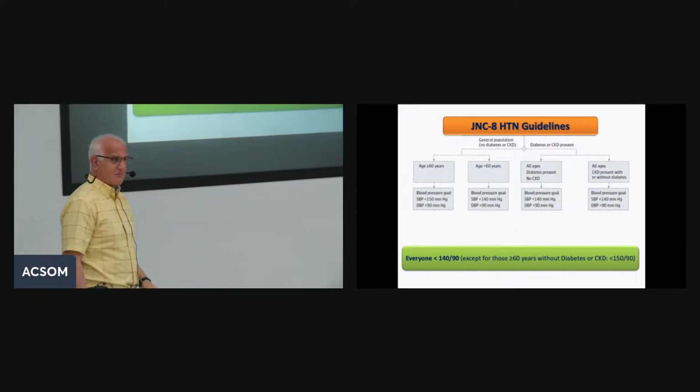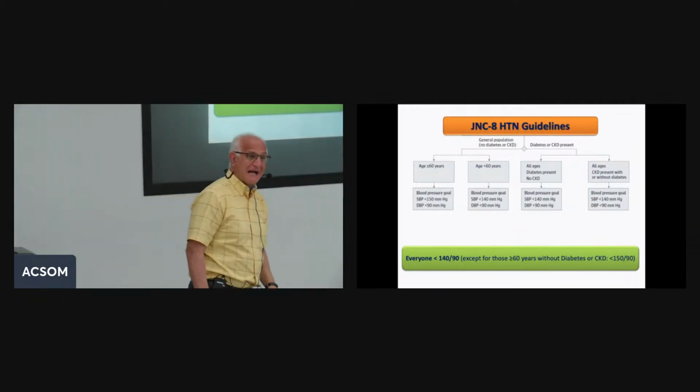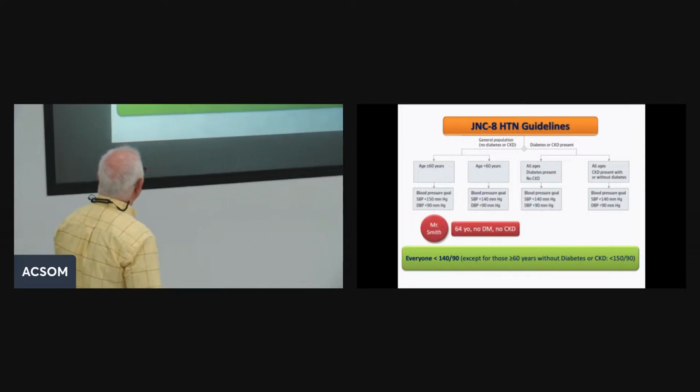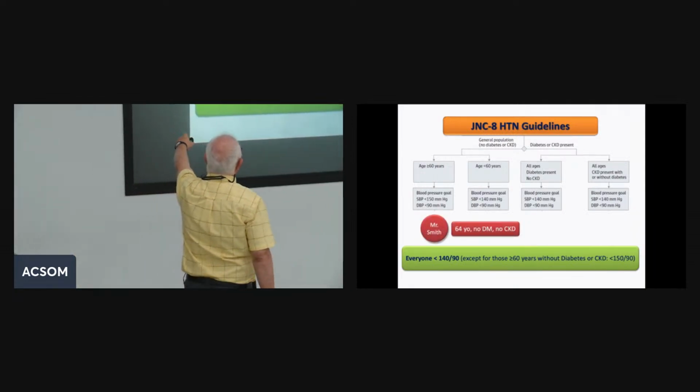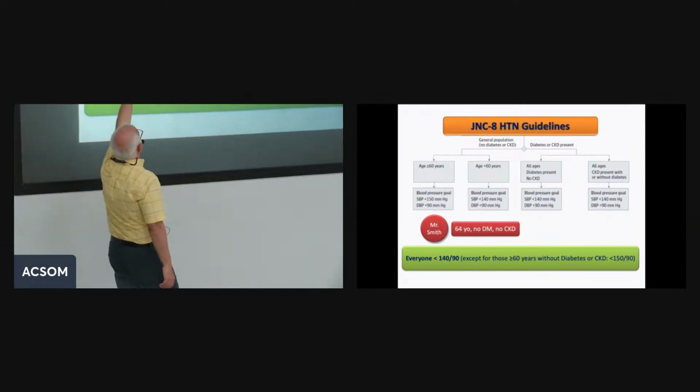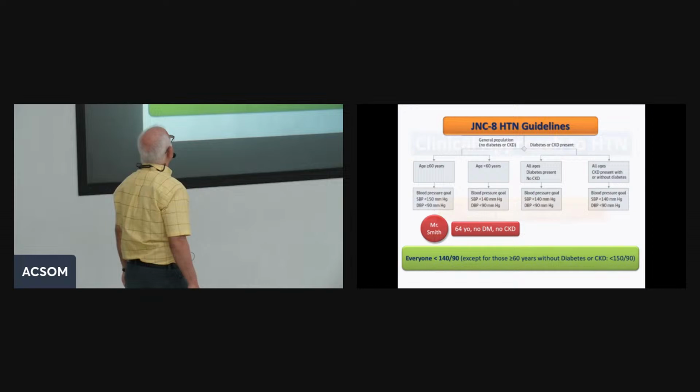Our Mr. Smith was 60 some years old and he didn't have a major past medical history. Where does he fit? Would you agree that he's on the left side? So he's 64. He does not have diabetes. He does not have CKD. So he will be here. 150 over 90 would be his goal.